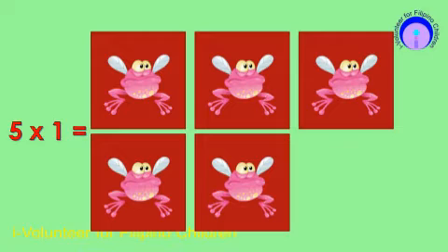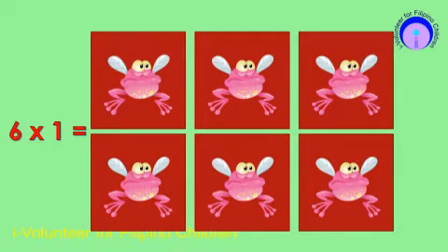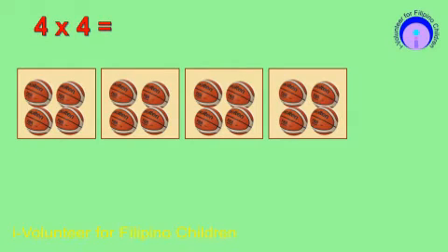The next item is 5 times 1. That means there are 5 groups with one item each. Product is 5. The next example is 6 times 1. That means there are 6 groups with one object each. Therefore, the product of 6 times 1 is equal to 6. What about this example? 4 times 4. This means that it has 4 groups with 4 members each. Let's count all the balls. 1, 2, 3, 4, 5, 6, 7, 8, 9, 10, 11, 12, 13, 14, 15, 16. Therefore, 4 times 4 is equal to 16.